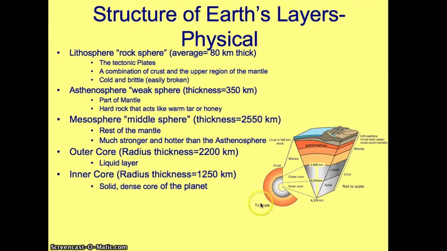Then we have the asthenosphere. The asthenosphere is the part of the mantle that is almost like a warm tar or honey, if we had to give it a consistency. It's kind of what the lithosphere floats on. Then you have the mesosphere. It's much stronger than the asthenosphere. It's the middle layer. Then you have the outer core, which is liquid, and then you have the inner core, which is solid.